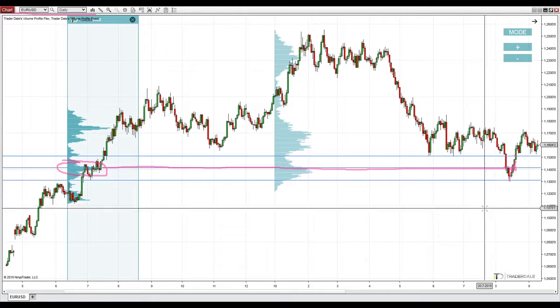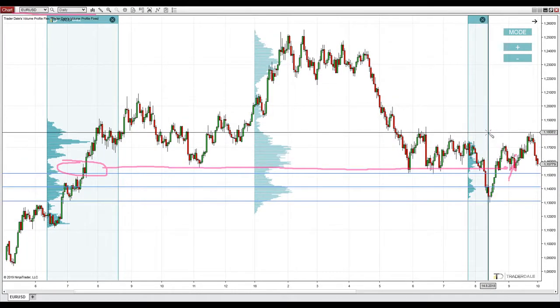Now with volume-based take profit, the best place to quit the trade would be in here at those heavy volumes. Alright, this would be the ideal volume-based take profit.